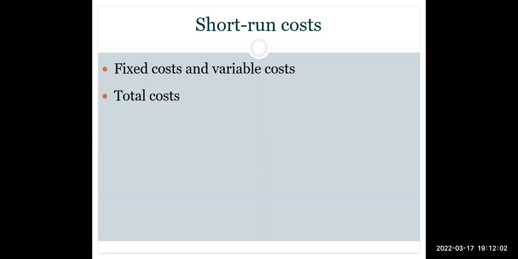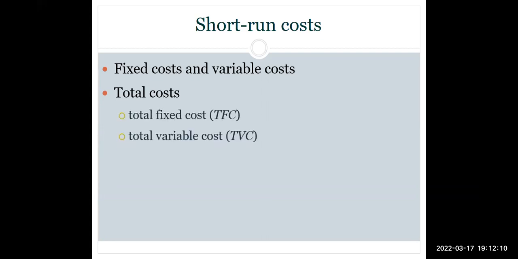All right. So if you sum up these two costs, the fixed cost and the variable cost, you get the total cost. So you might have got the total fixed cost and total variable cost, which make up your total cost. And this is how we can write the total cost. The total cost is equal to total fixed cost plus total variable cost.